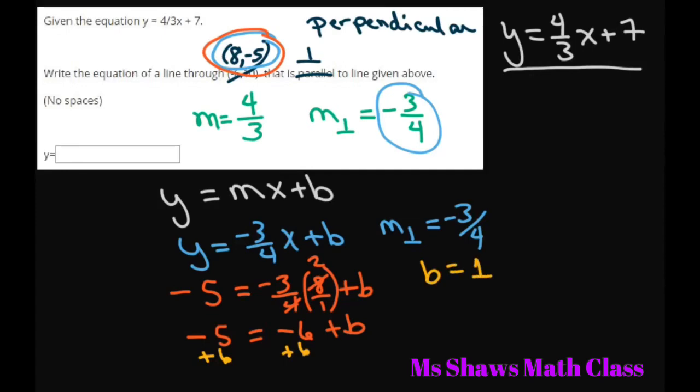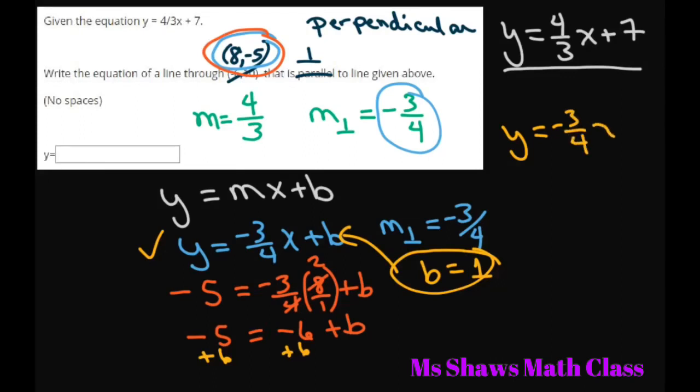So for your new equation, what we're going to do is just plug this back in to this equation here. So you have y equals -3/4 x plus 1. And that's the line perpendicular to this line here.